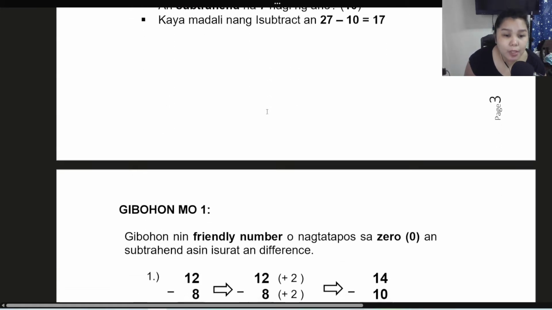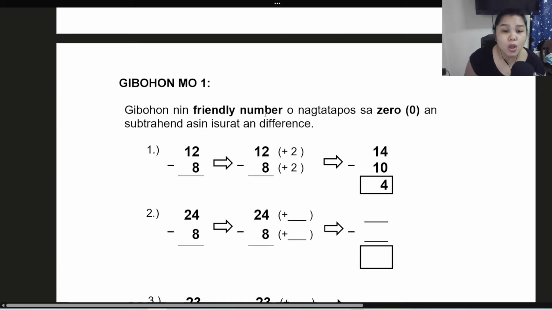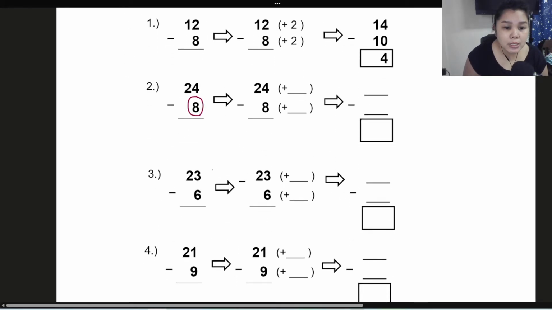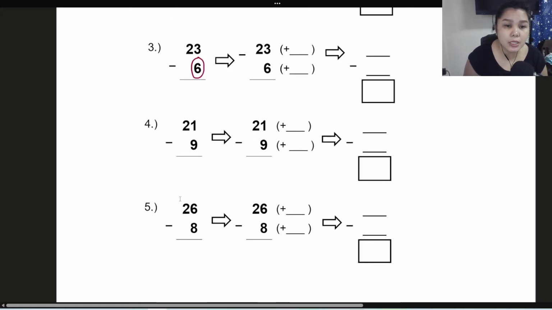So, this is what you have to do for technique 1. So, there is an example for number 1. Ikaw naman ang gagawa. So, take note. Step 1, dun ka muna sa subtrahend. So, ano ang kulang sa 8 para maging friendly number? Anong kulang sa 6 para maging friendly number? And then, anong kulang sa 9 para maging friendly number? And so is with 8.